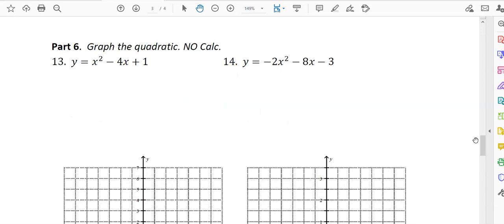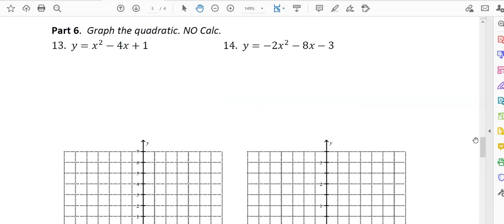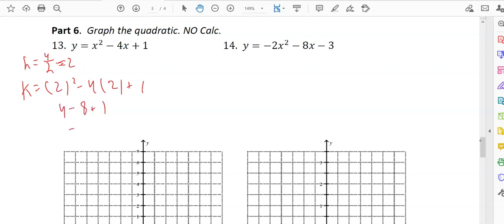Getting there. Okay, graph the quadratic. The reason I left a little room there is you might want to use your HK method to get the vertex here. So I'm going to try that. So H equals opposite B over 2A. So that'd be 4 over 2 times 1, which is 2. So K, I'm going to plug that in. Everywhere there's an X, I'm going to plug in a 2. So it'd be 4 minus 8 plus 1. That's 5 minus 8 is -3. So K is -3. So my vertex is at 2 comma -3.